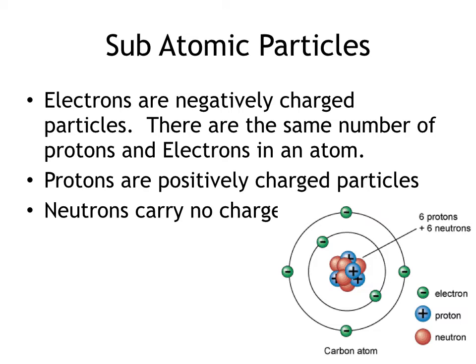All right? And neutrons carry no charge, but they contribute to the overall mass of the atom. The electrons, even though they're negative and they're there, are so small that they do not contribute to the mass. Even though they're so small, they have a very strong negative charge to counteract the much larger positively charged protons.